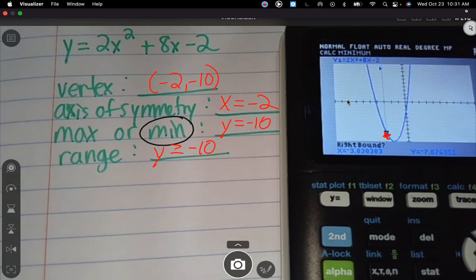Okay, but now it's telling you to go to the right bound. So where am I going to take it? To the right. And I'm trying to let it find the average. How do you zoom out? Because I can't see the bottom of mine. Zoom 6. Try zoom 6.